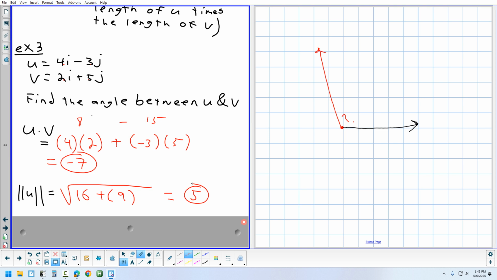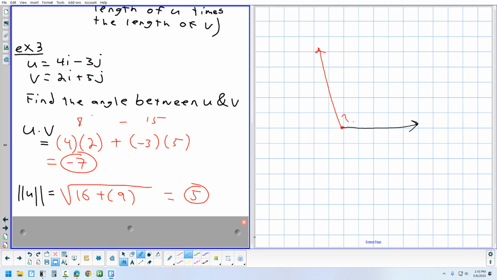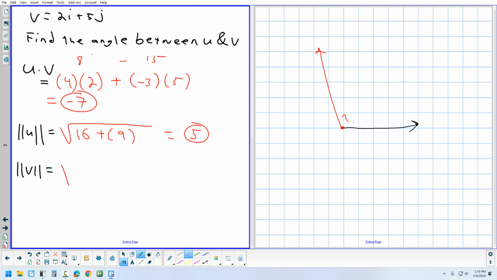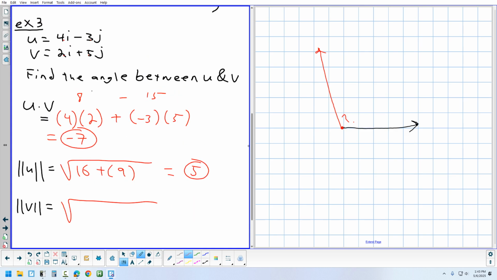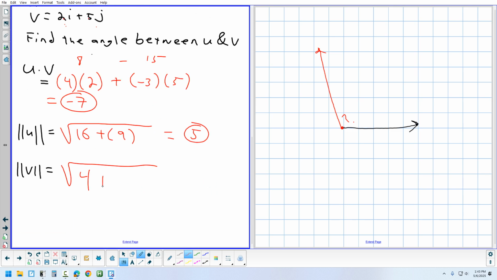And what's the last thing I need? I need the length of v. We do the same thing with v. So what's the length of v? 2 squared plus 5 squared, so 4 plus 25, which is 29. Square root of 29. Okay, so now we've got all 3 things we need to find the angle.